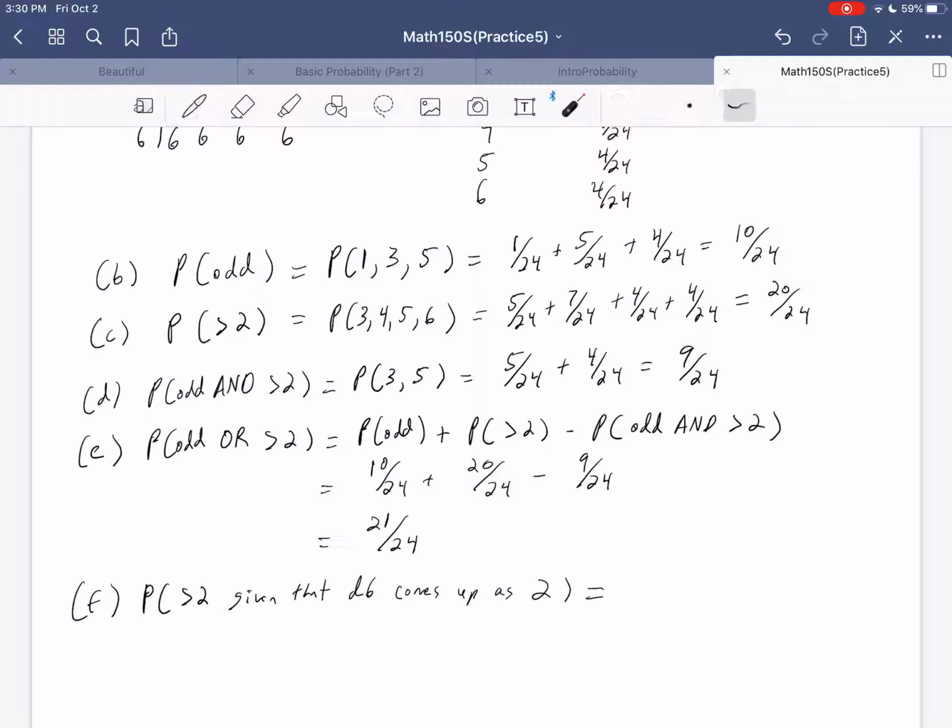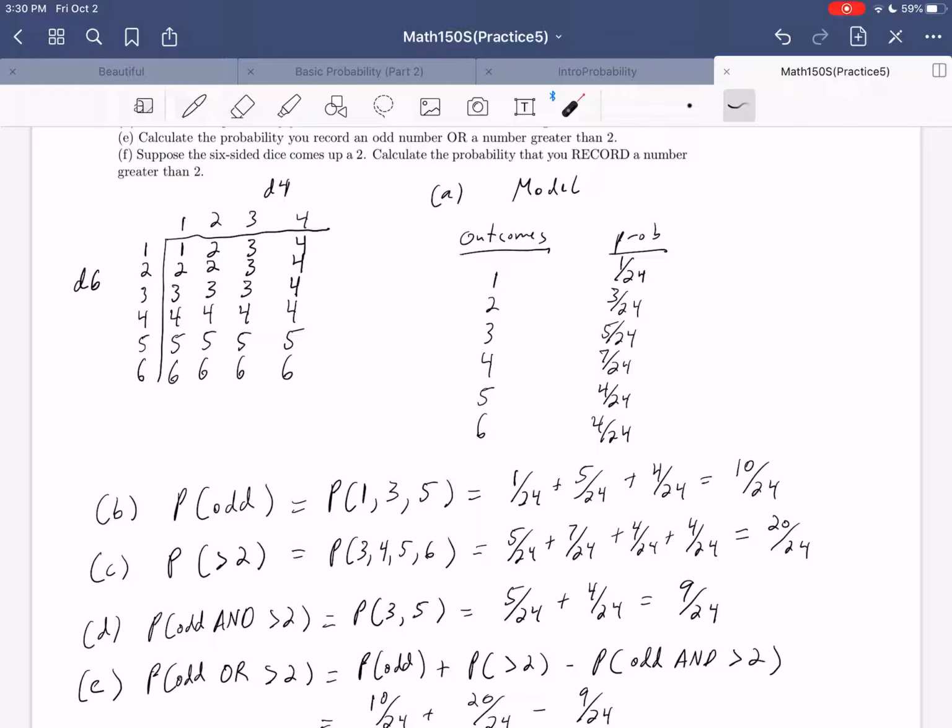Now, in our advanced probability discussion, this will be what's called a conditional probability, because there's extra information. We know that the d6 comes up as a 2. Well, let's think about how we can reason this out. If the 6-sided dice comes up as a 2, we don't have our full diagram anymore. The only things that are still possible are the things in this row, because this row corresponds to when we get a 2 on the 6-sided dice. Now remember, the event we're looking at is that we record a number greater than 2. Well, that would be the 3 or the 4.